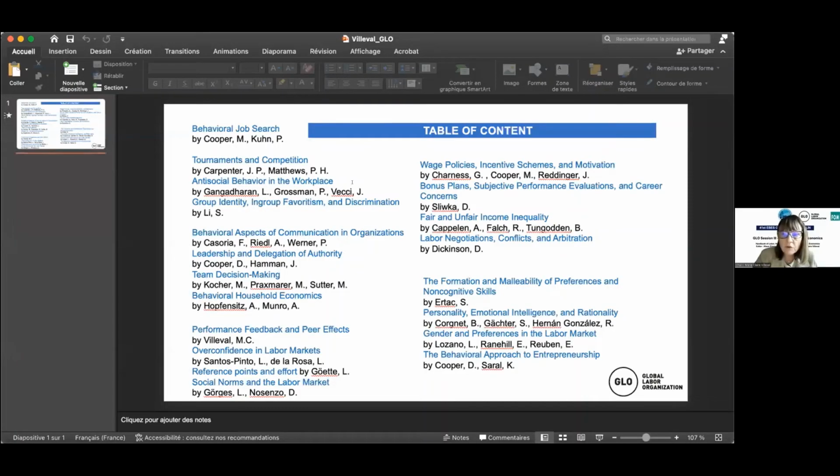I can share my screen to show you the table of contents. I hope you can see that. Can I move this a bit?